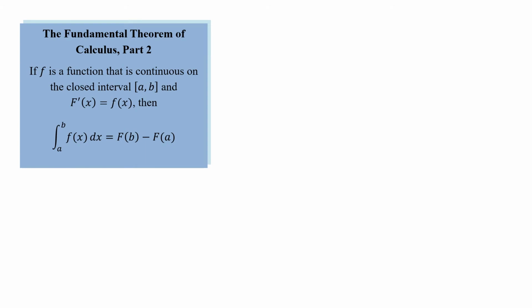f is a function that's continuous on the interval ab, and the derivative of capital F equals f of x, so that means that capital F would be an antiderivative of lowercase f. The integral from a to b of f of x is F of b minus F of a. What this says is we're going to find the antiderivative of this, plug in b minus plug in a. And that's how we will find definite integrals. So let's see what these could look like.